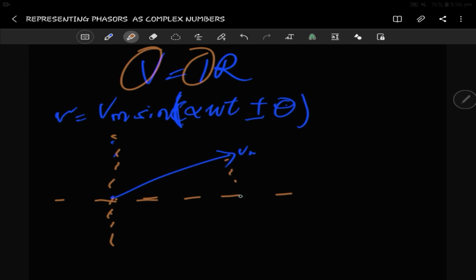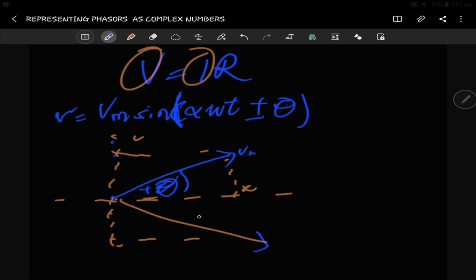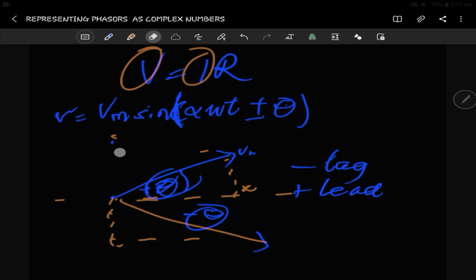it has some sort of x component, it has some sort of y component. And then the angle that it makes with respect to the positive x-axis is what we call theta here, right? So this one is a positive theta, but if it were to be here, it would have been a negative theta, meaning this is lagging, this is leading. So negative is lag, positive is lead, right? Okay. So now we're going to look at other ways of representing them.